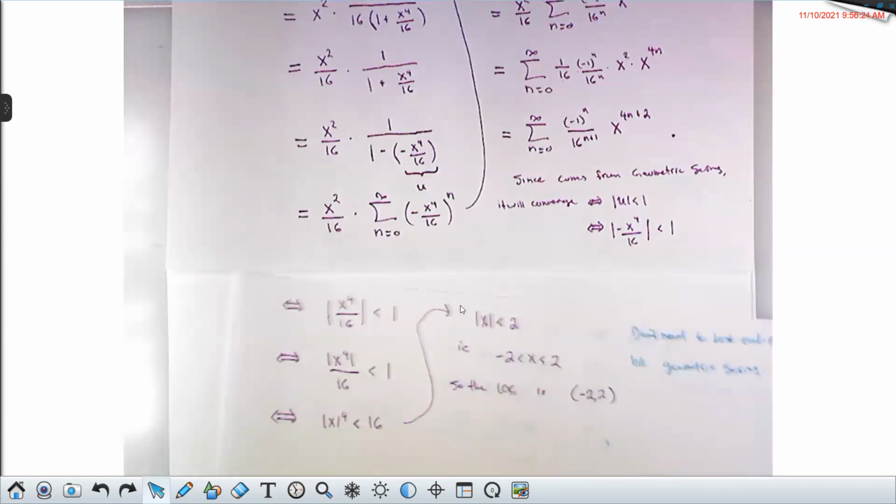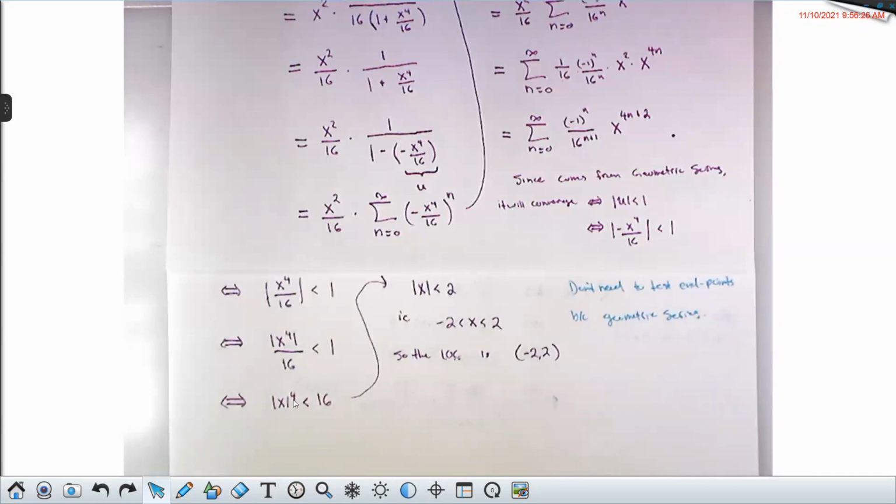And also, if the power wasn't even, then trying to ditch the absolute values just wouldn't be kosher, right? Because an odd power could output a negative number. So this procedure is nice, clean, and quick, and it always works. You'll never end up in a situation where you write down something that is untrue or struggle to get the interval you need. And that's why I do it this way.